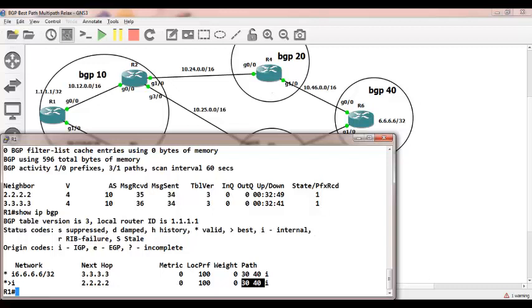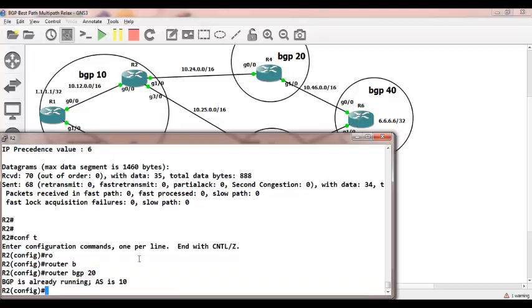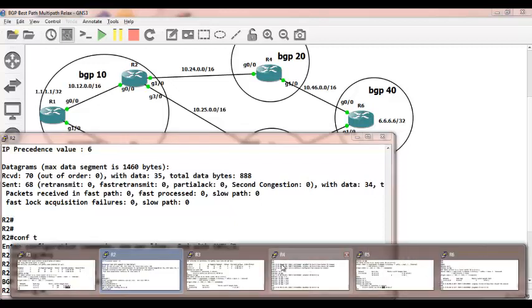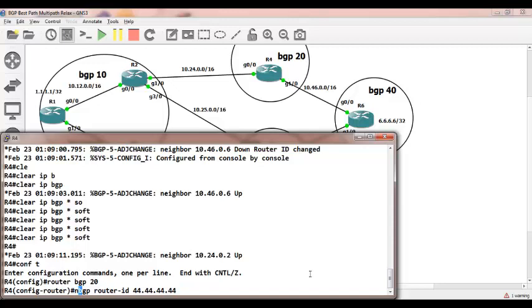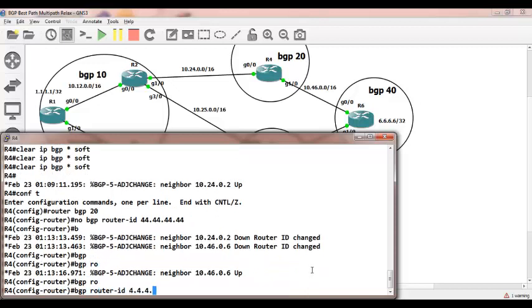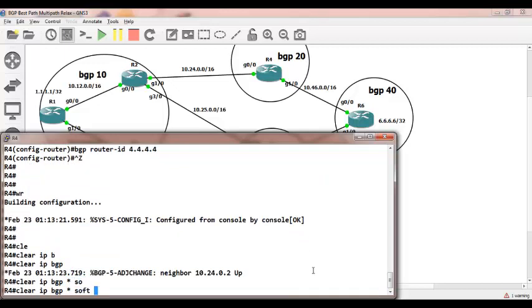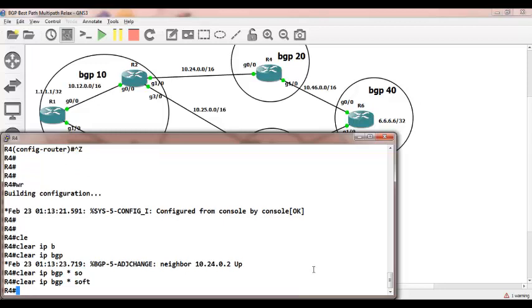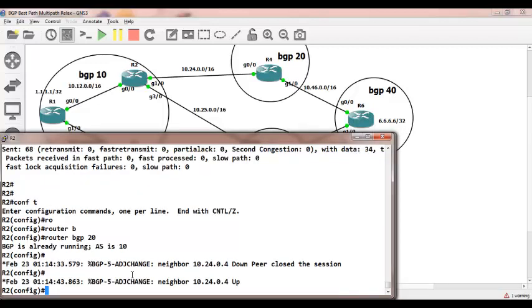Let me go and remove the router ID that we set. Let's bring it to the default. Router BGP 20. Okay, sorry, not in router 2, router 4. Router 4 only I changed to 44.44.44.44, no? Let me remove this router ID and put back the default. We have to wait some time for the updates to go, and check on router 2 first. Show IP BGP.